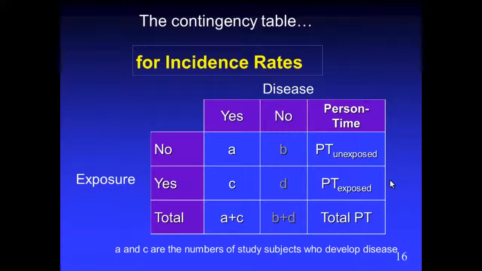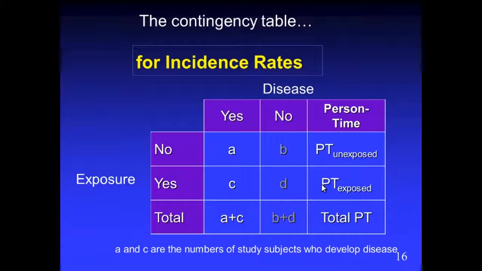So now I want to talk about the contingency table for incidence rates. It's a little more complicated than just talking about prevalence or cumulative incidence. So we've added in another column. This time we've added in person time. So now the person time, and this is the person time in the unexposed group, is contributed by people who got the disease and who didn't get the disease.